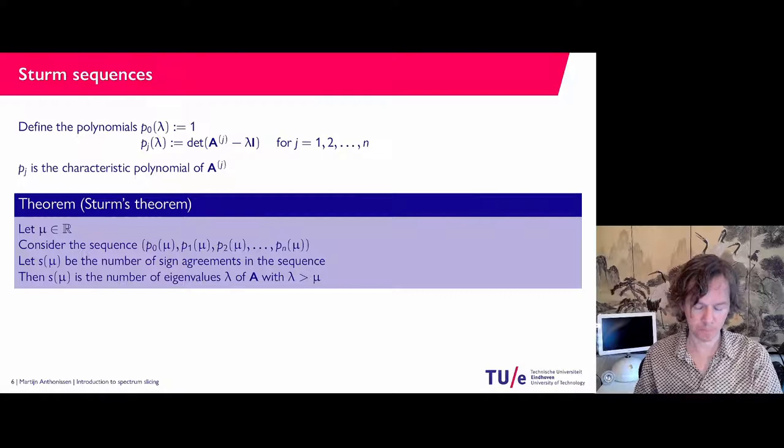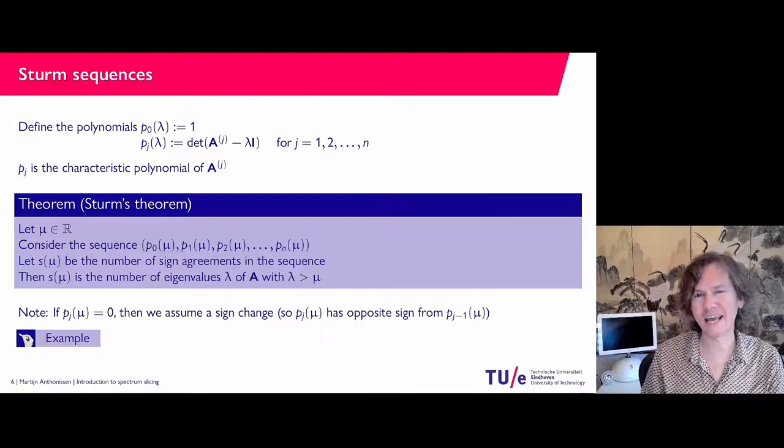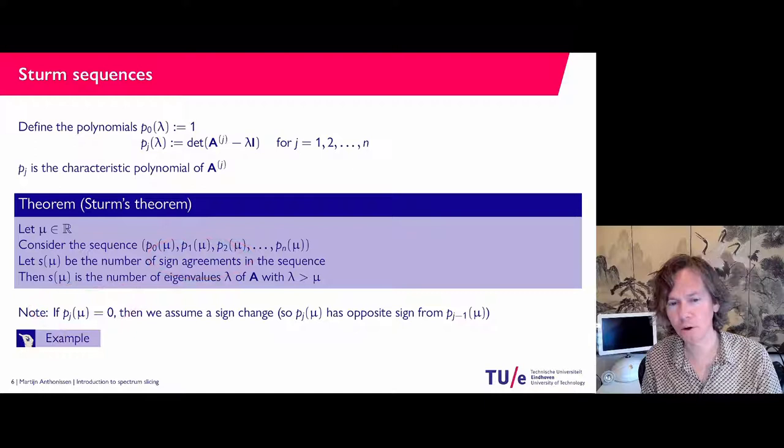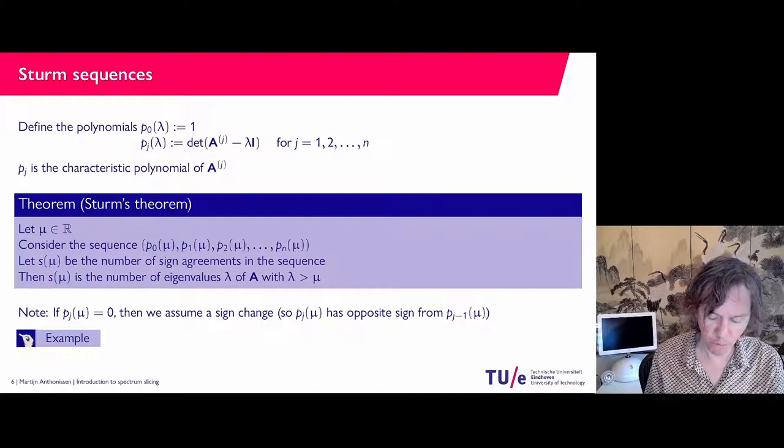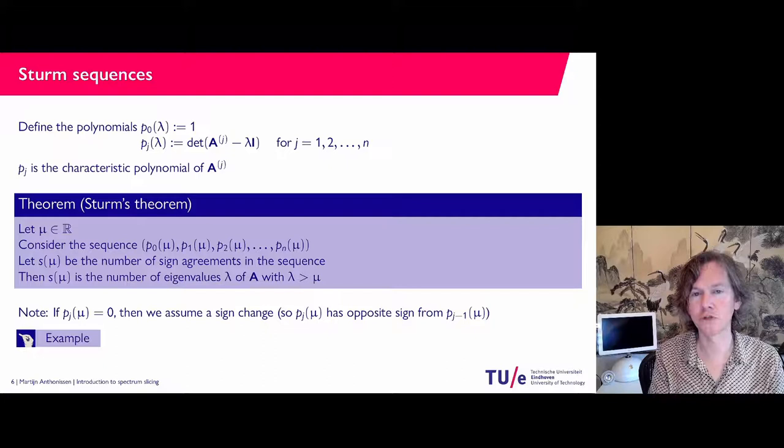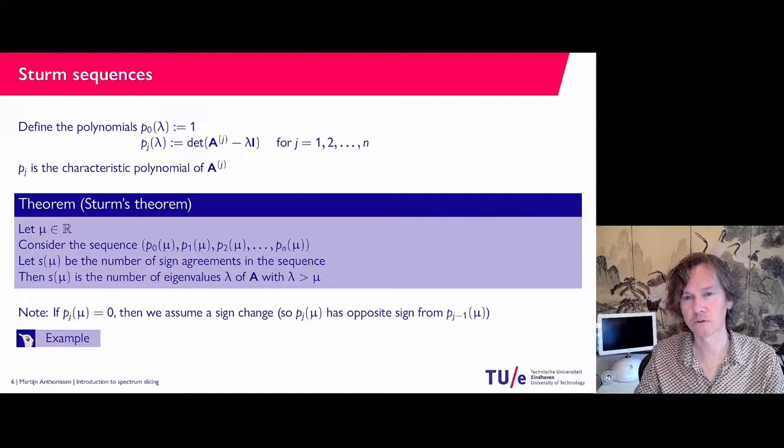And then just if you would encounter a 0, that's a bit of a special case when you talk about sign agreements, because what is the sign of 0? Then we will assume a sign change. So it has opposite sign from the previous one. And then we have assigned a sign to 0, and we should stick to that. So if you have a longer sequence, if there is a number to the right of 0, then you should just keep the same choice for the sign.